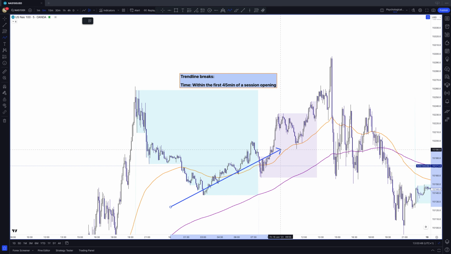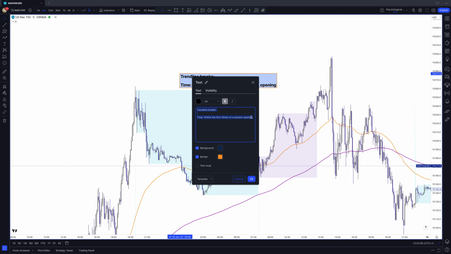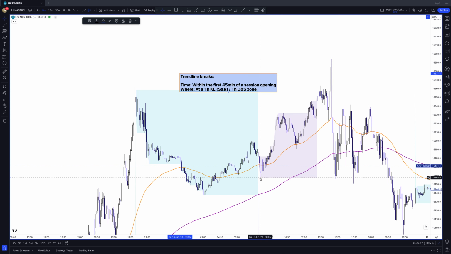If you trade Asia or the New York session, you can do exactly the same thing, okay, within the first 45 minutes. Then where do I want this trend line break to happen? I want this trend line break to happen at a 1 hour key level, so meaning support and resistance, or at a 1 hour demand and supply zone, okay? And sometimes even in combination of both, okay? That's where I want to have this trend line break.